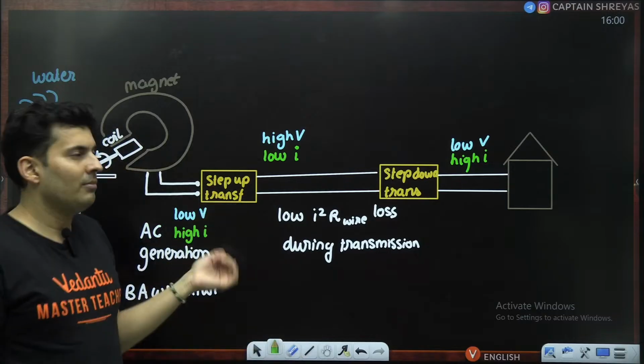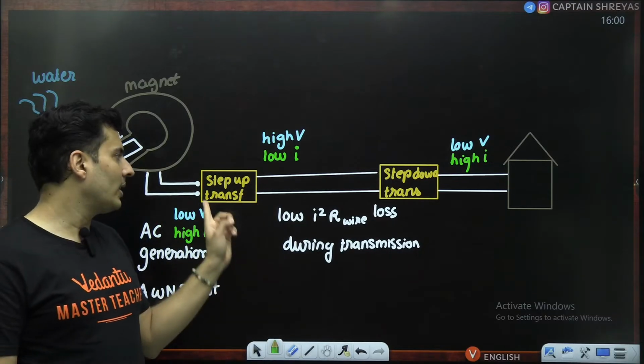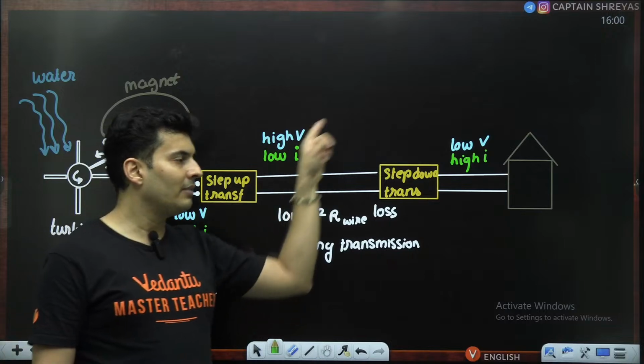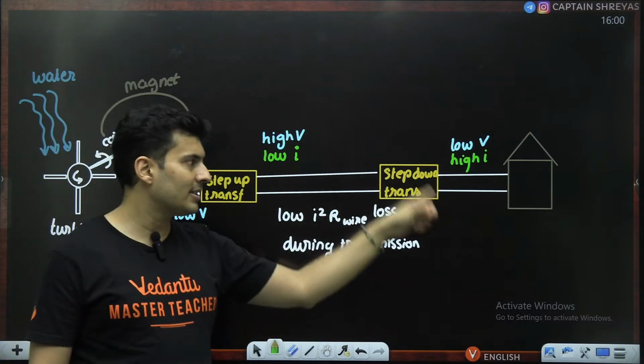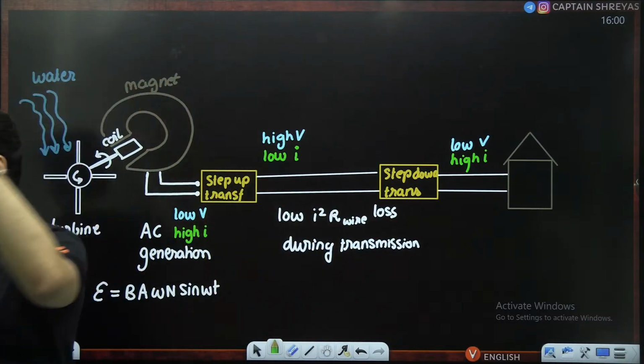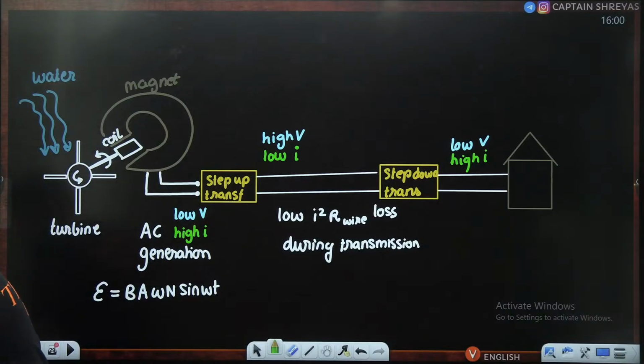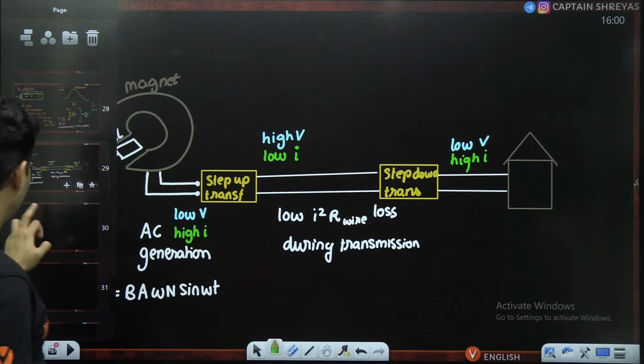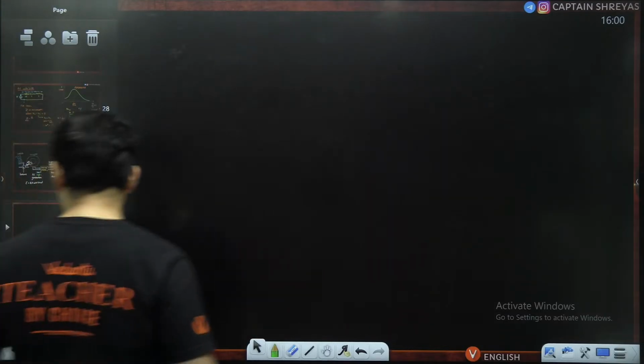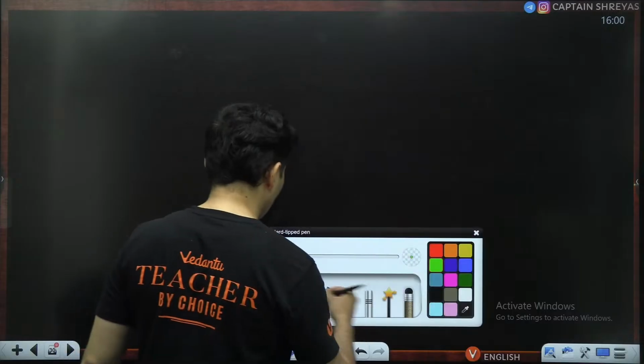If it jacks it up, meaning it raises it, it is called a step up transformer. If it pulls it down, then it is called a step down transformer. Perfect. So, what is exactly there inside a transformer? Let's have a look at it.